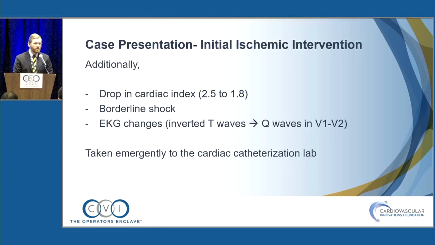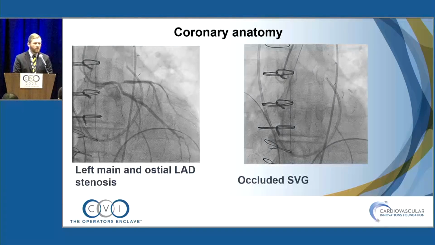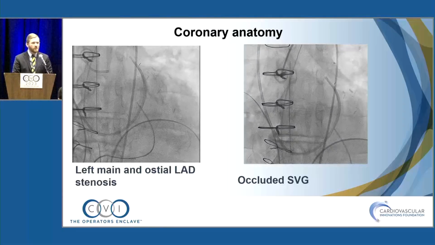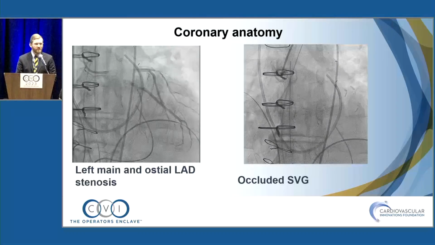There were inverted T waves that went to Q waves in V1 and V2, so he was taken emergently to the cardiac cath lab. So here initially is the coronary anatomy. I promise I will get to the peripheral part in a minute. The left main and ostial LAD, nothing had changed there from his native vasculature.